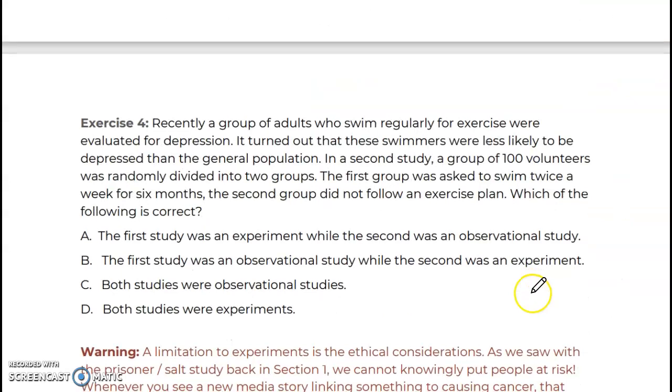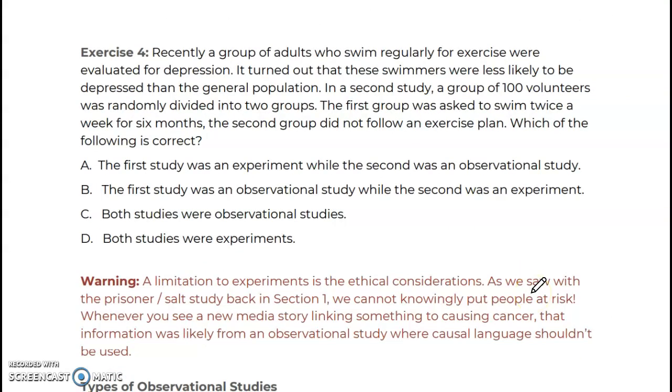Let's look at an example. In exercise 4, it says, recently a group of adults who swim regularly for exercise were evaluated for depression. It turned out that these swimmers were less likely to be depressed than the general population. In a second study, a group of 100 volunteers were randomly divided into 2 groups. The first group was asked to swim twice a week for 6 months. The second group did not follow an exercise plan. Which of the following is correct?